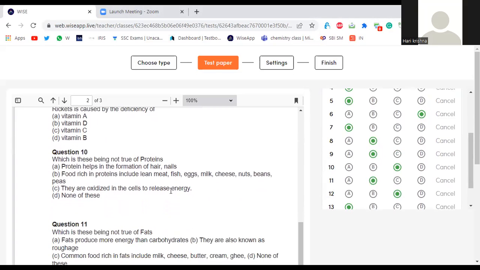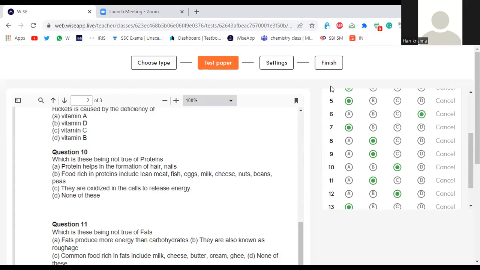Next one. Which is not true of proteins? Protein helps in the formation of hair and nails, correct? Food rich in protein includes lean meat, fish, eggs, milk, cheese, nuts, beans, peas, correct? They are oxidized in the cells to release energy, okay. But proteins will not release the energy, right? Sir, C is the correct answer. Not releasing energy, sir. Yeah, good.